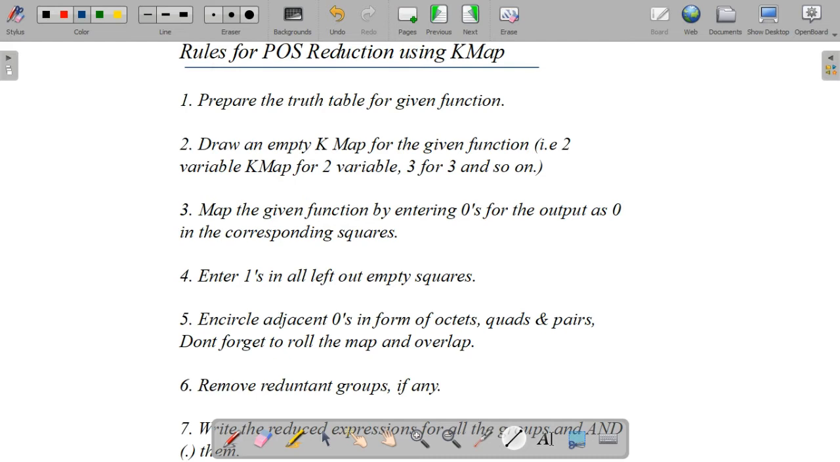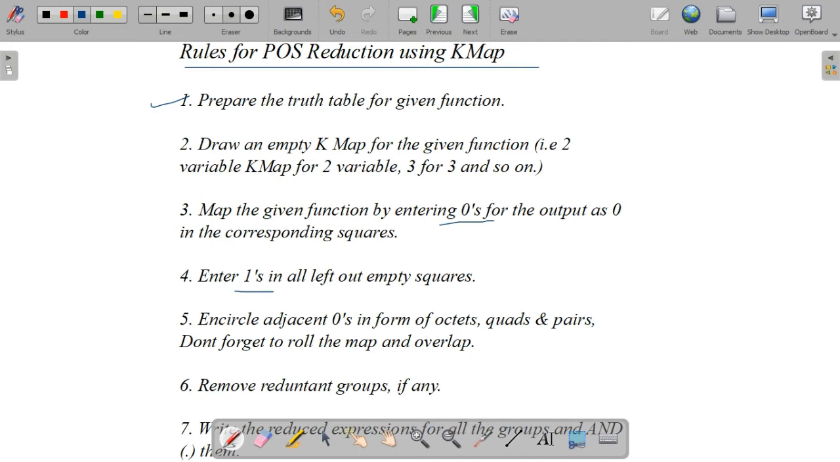The next one is POS. All of you know POS. The steps are the same. Prepare the truth table for the given function. This one I will explain later, when we are preparing the truth table. In the previous videos we also didn't discuss how to prepare the truth table for a given function, so I will tell you later. The second point is the same: draw an empty K-map for the given function. 2 variables means a 2 variable K-map, 3 variables means a 3 variable K-map, and so on.